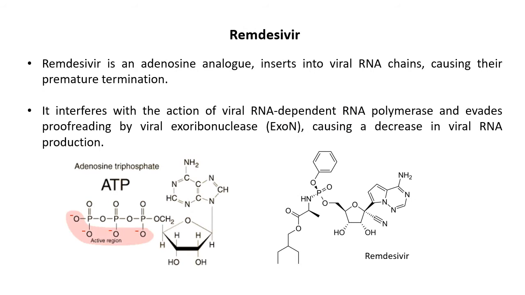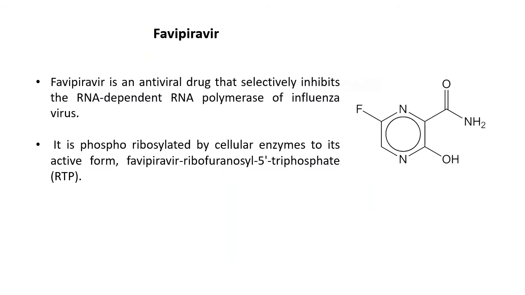Remdesivir is a nucleotide analog causing premature termination. It interferes with the action of the viral RNA-dependent RNA polymerase and evades proofreading by the viral exonuclease. You can see the similar structure of ATP and Remdesivir. Because of the structural similarity, it inhibits the proteins in the virus. Favipiravir inhibits RNA-dependent RNA polymerase, which is essential for viral replication.